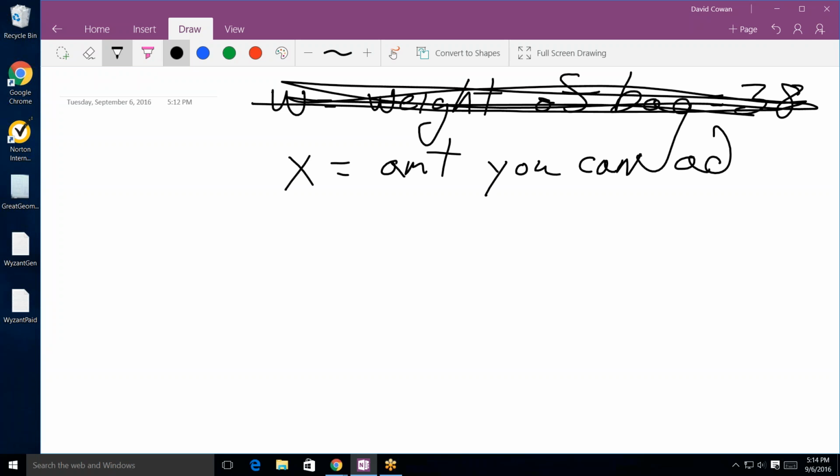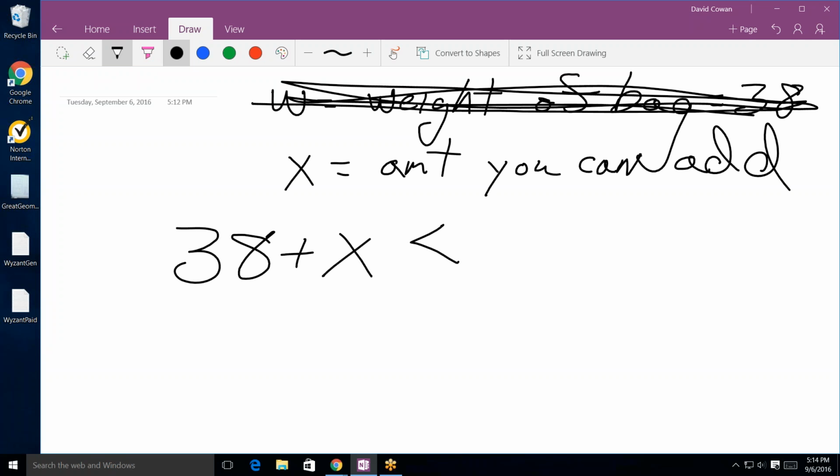So it's going to be give me an inequality. 38 plus x is greater than or equal to 50. Got to be less than or, sorry, greater than or equal to. It's okay, but it's very important. They're not the same. You could add 12 pounds, right? You solve this and you get 12 pounds is how much you can add to the weight of your bag.